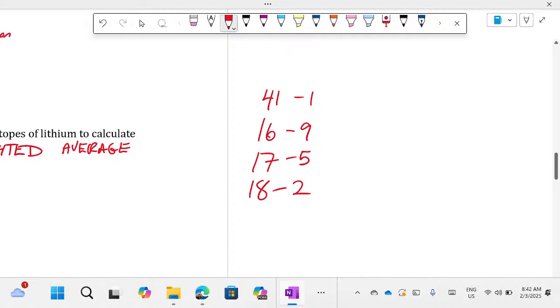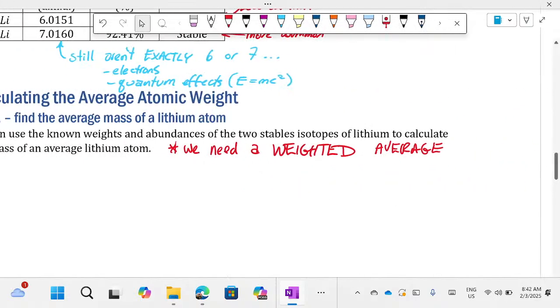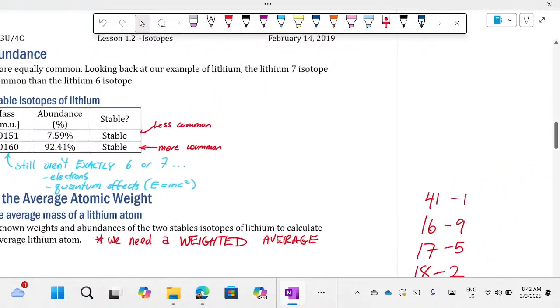If I wanted to take the average of this, what I could do is 41 plus 16 plus 16 plus 16 plus 16 plus 16 plus 16 plus 16 plus 16 plus 16. I could keep doing that. And then plus 17 plus 17 plus 17 plus 17 plus 17 plus 18 plus 18, and then divide by all that. Is that the most efficient way to do that? No, what we could do is 41 plus 16 times 9 plus 17 times 5 plus 18 times 2, and then we just divide it by how many. Does that make sense?